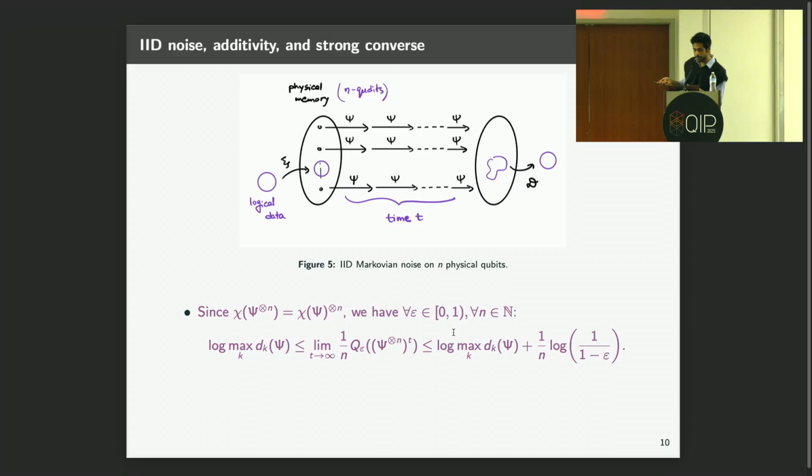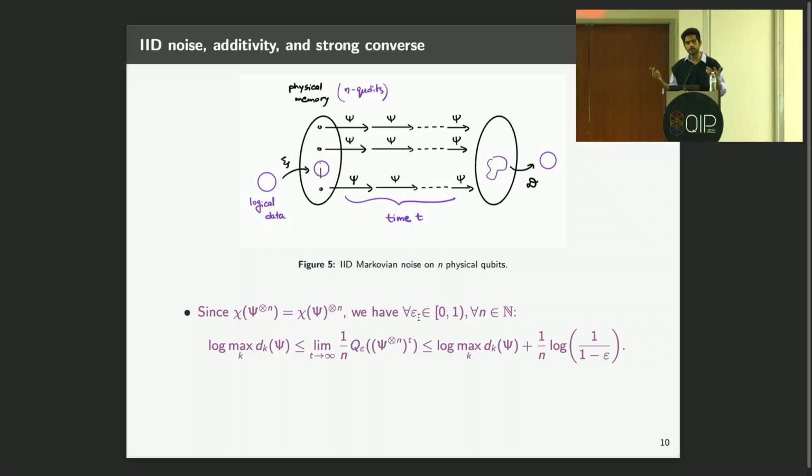And the nice thing about the IID setting is that you can show that the peripheral space of the noise is multiplicative under tensor product. So all these capacity formulas become additive. So the rate at which you can store information, the optimal rate, is again given by this log max over k of d_k, the largest block dimension. And notice that this formula is true for all epsilon and for all n. So if you just take the limit as n goes to infinity and you fix some epsilon, you always get the same rate at which you can store your information.